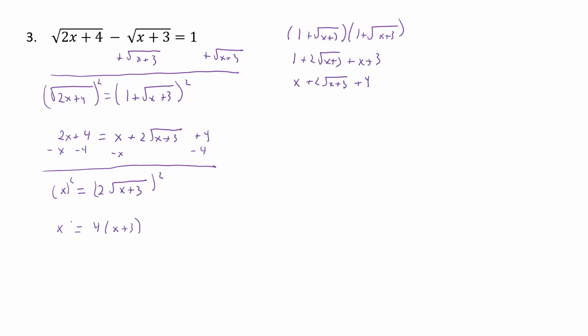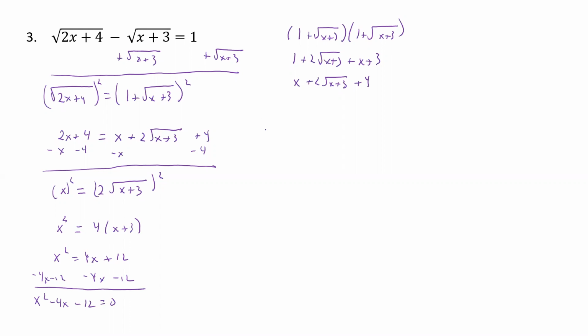Okay. Oh, where did my squared term go here? There we go. Now I have to distribute, so I have x squared equals 4x plus 12. So now minus 4x minus 12, minus 4x minus 12. And so I get x squared minus 4x minus 12 equals 0.